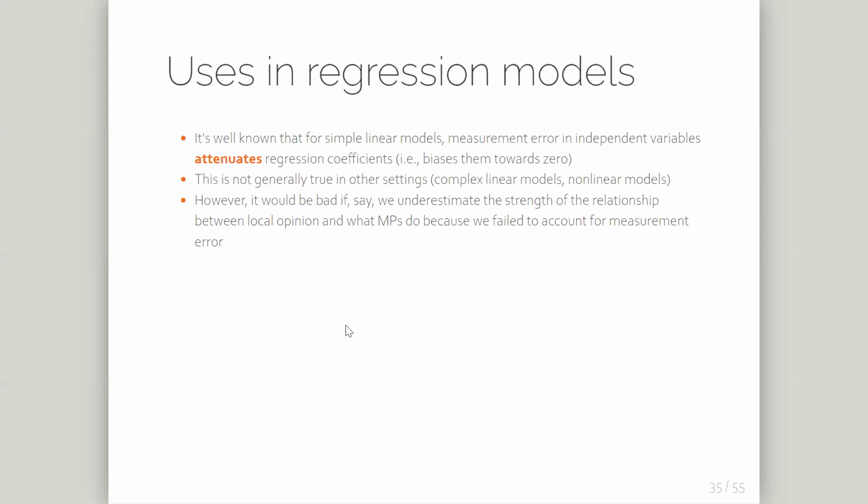So in my own work, where I look at substantive representation, sometimes I do have simple linear models, right? And I want to estimate a coefficient which tells me how strong the link is between what an area thinks and what an MP does. And it'd be terrible if I reached the wrong conclusions about the quality of democracy in a country because I failed to account for measurement error. And that's not just a theoretical issue.